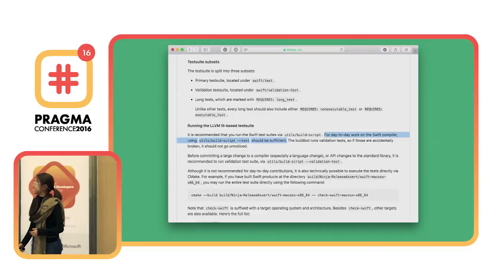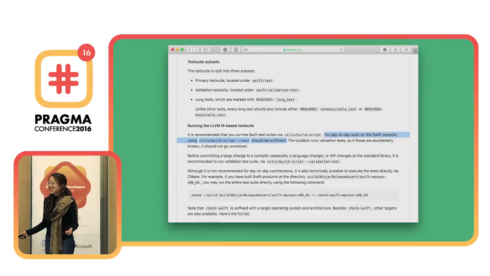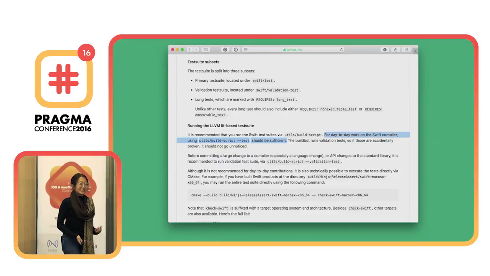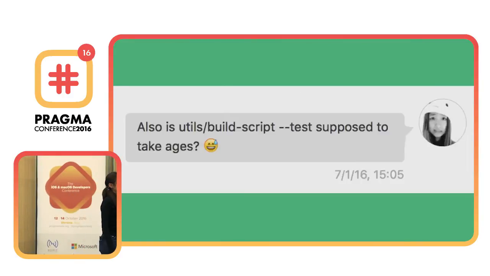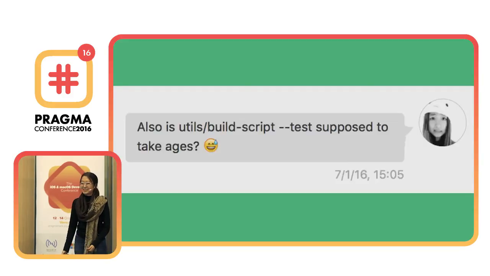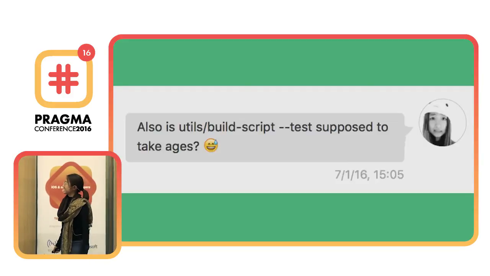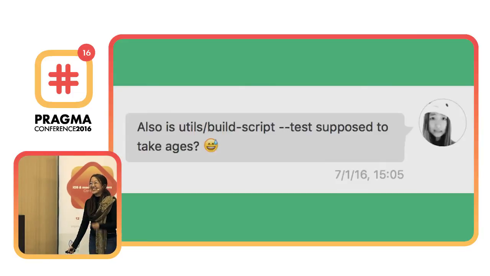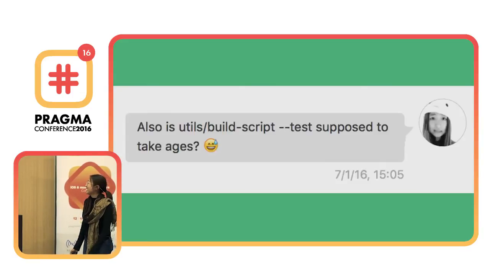But there's a problem. It took forever for some reason. I couldn't believe that anyone on the Swift team would tolerate such slow testing time. You write tests because you want fast feedback loops, right? But this was taking probably an hour or more. So I asked Robert, hey, is this thing supposed to take forever? And he goes, yeah, don't run that. It'll do a rebuild.